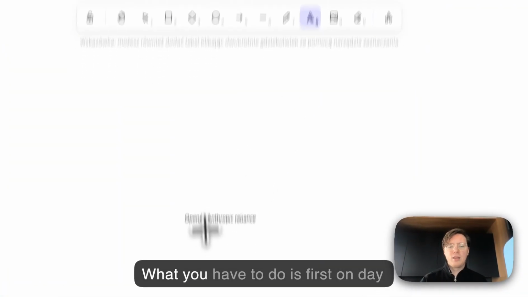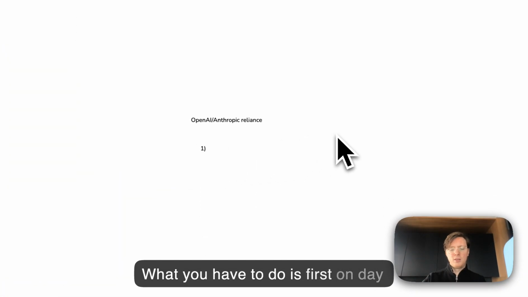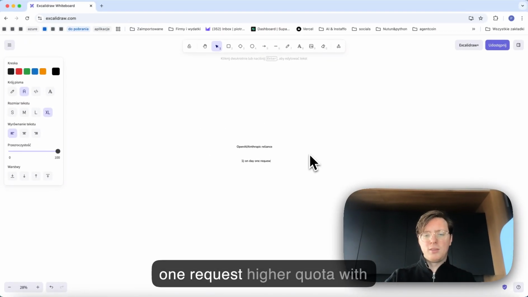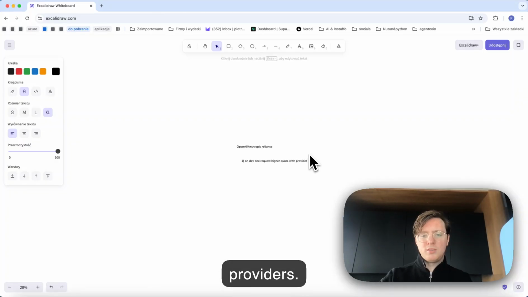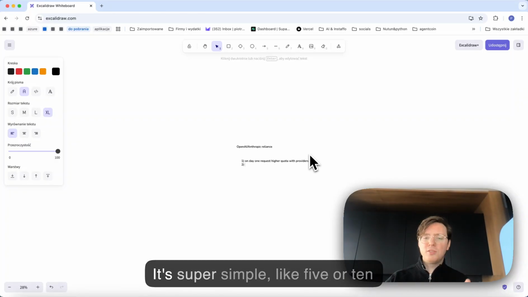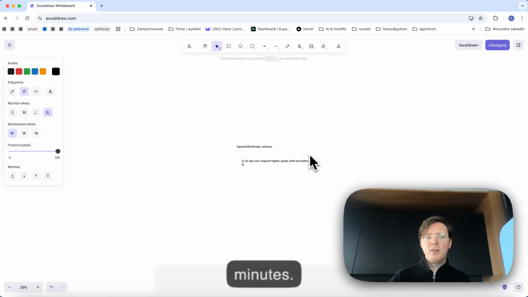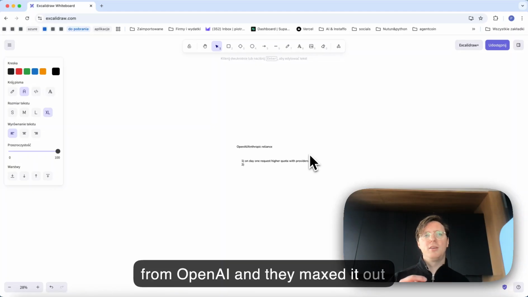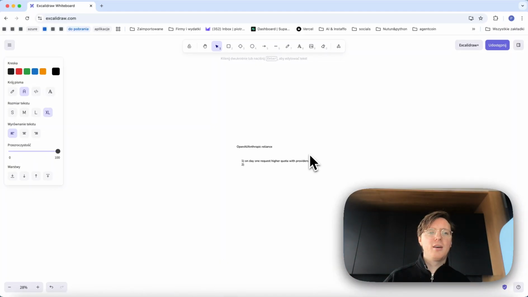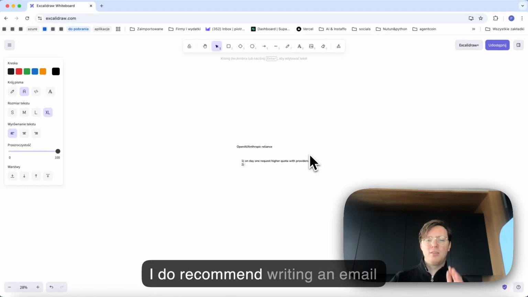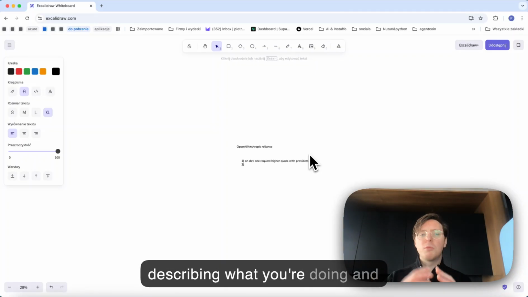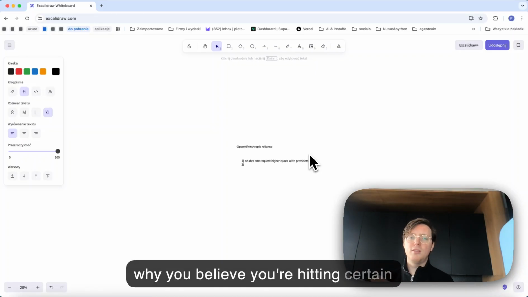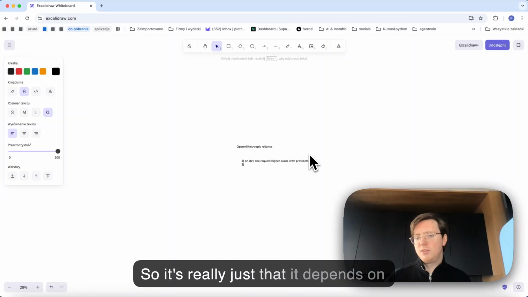What you have to do is, first, on day one, request higher quota with providers. This is the first thing to change. It's super simple, like 5 or 10 minutes. In fact, for my startup, I got a response in 3 days, I believe, from OpenAI, and they maxed it out essentially. I do recommend writing an email describing what you're doing and why you believe you hit certain thresholds. So it's really just that.